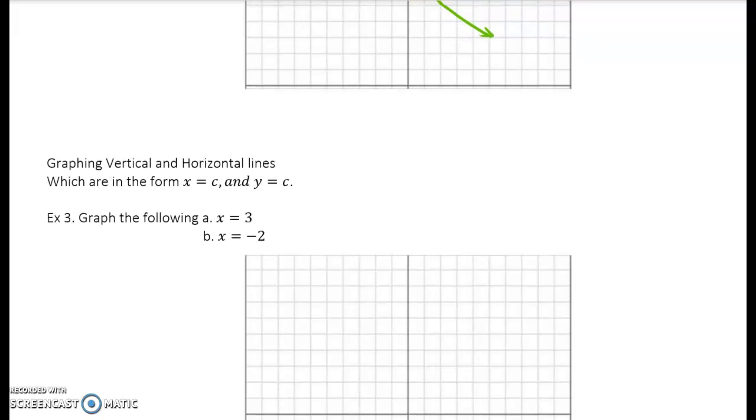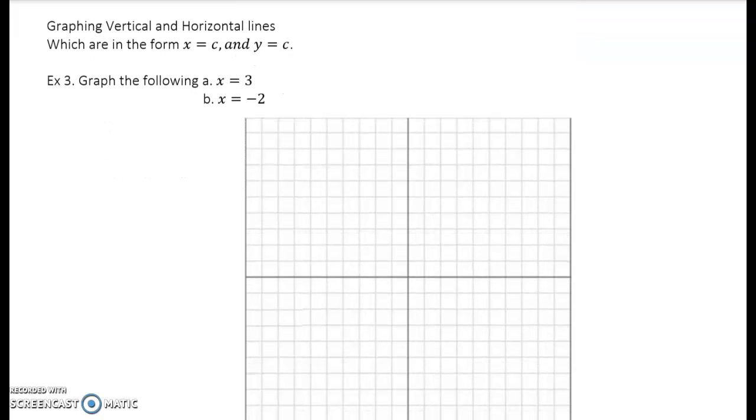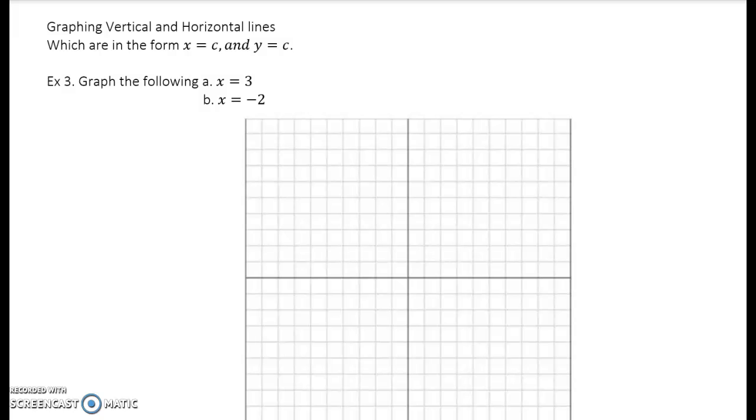The last thing we're going to talk about is graphing horizontal and vertical lines. So vertical lines are in the format x equals some sort of number, we're going to say c, and horizontal lines are y equals some sort of number. So maybe what I should do is x equals is some sort of vertical, and y equals is some sort of horizontal. So let's go ahead and graph the following.